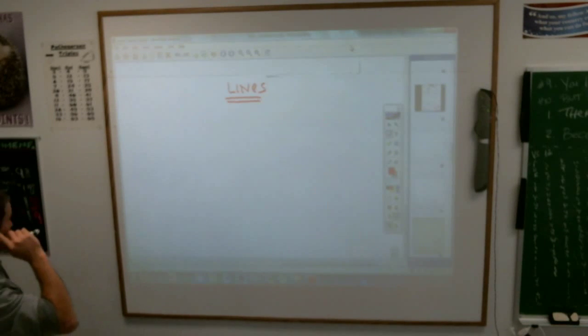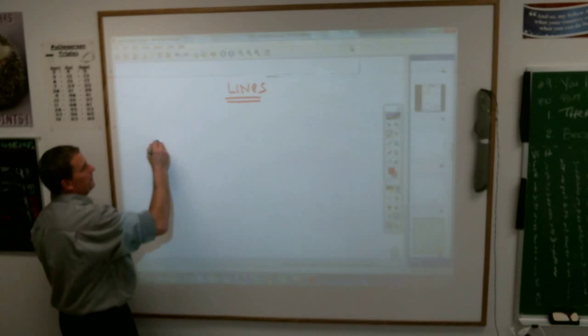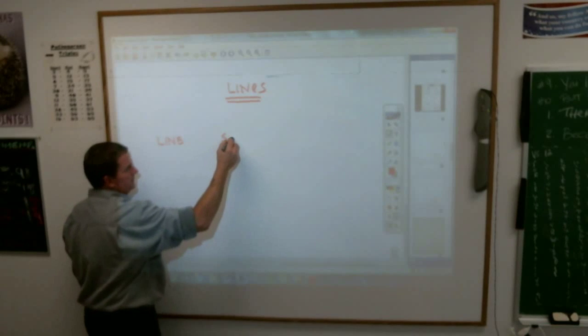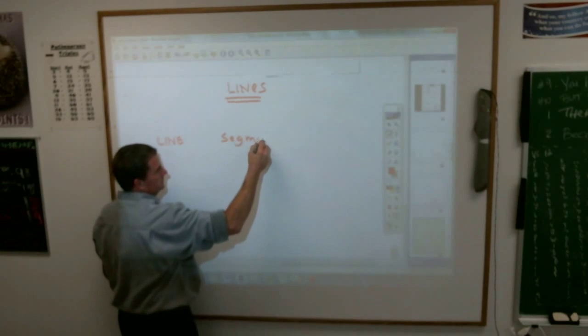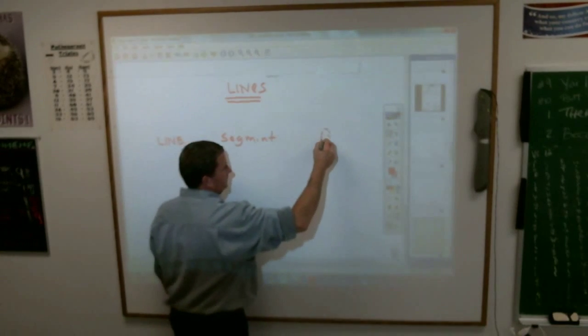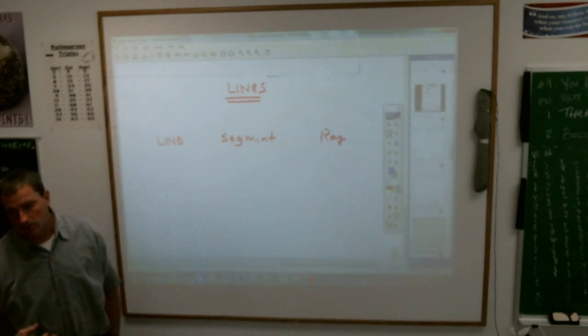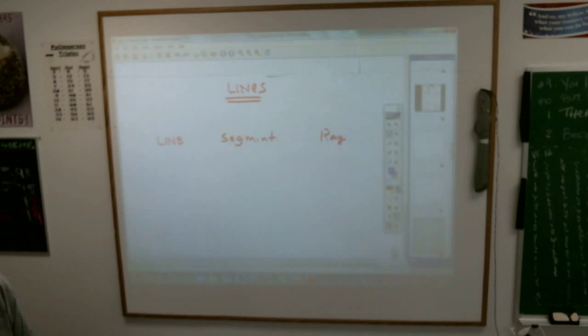When you talk about lines, make sure you know the difference between a line, a segment, and a ray, and how to label them differently as well. What is the difference between a line, a segment, and a ray? Anybody know right off the top of their head? Cameron?